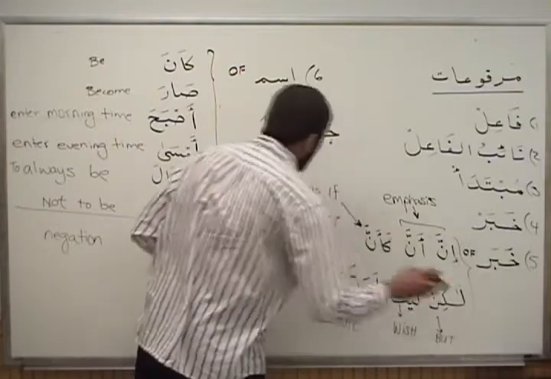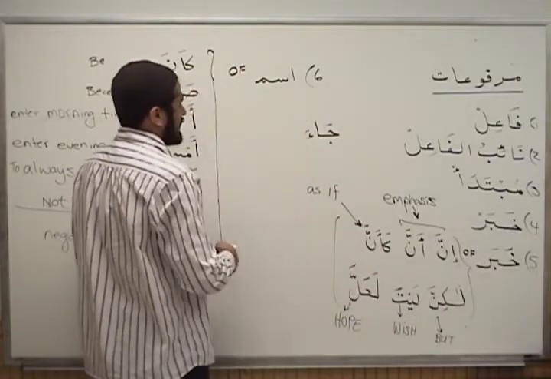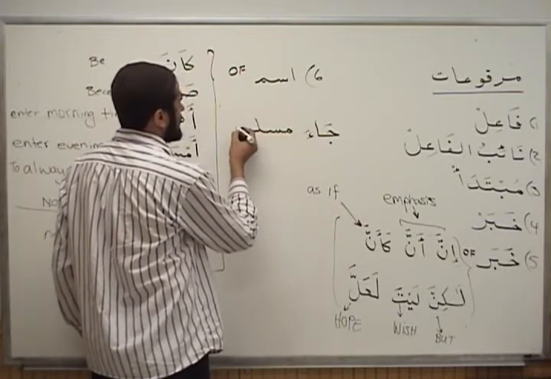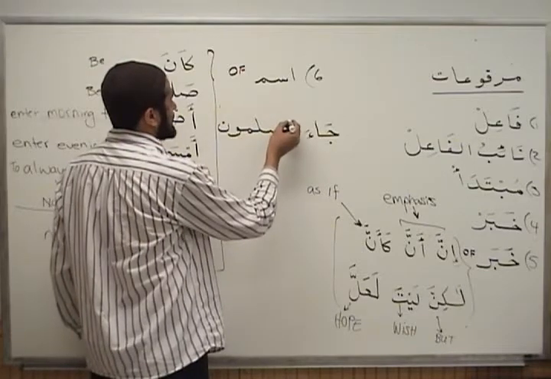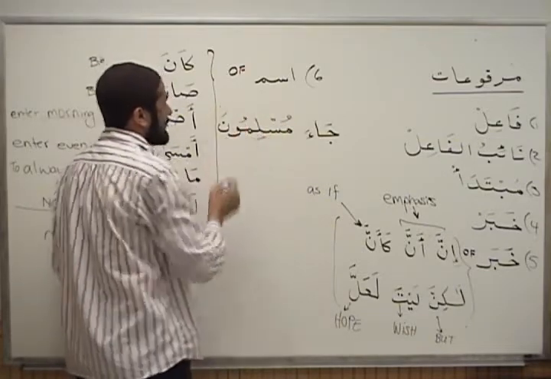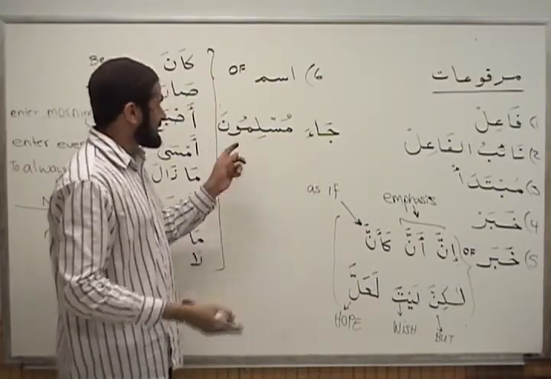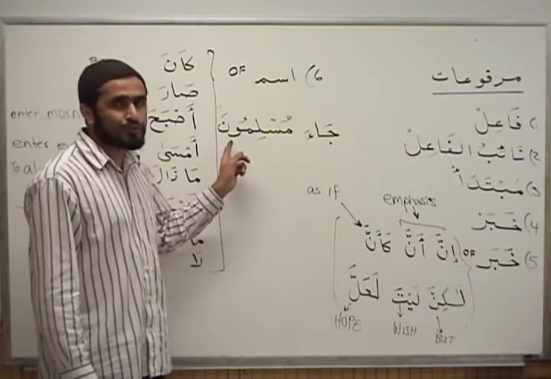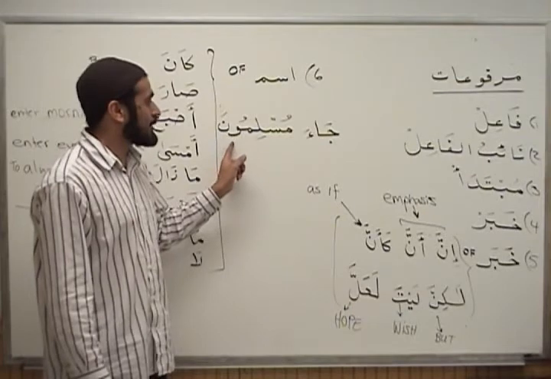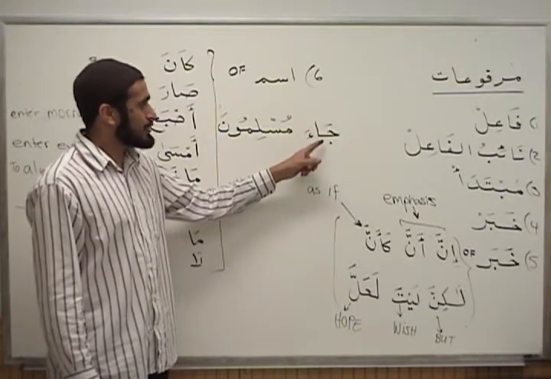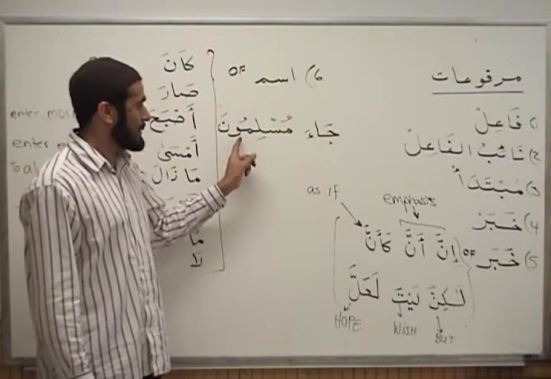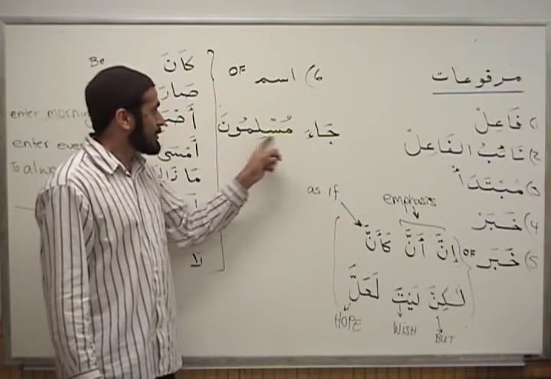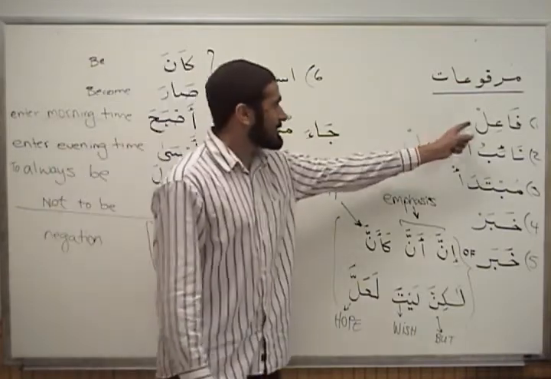Instead, if you put Muslimuna, the Muslims came, this is also the same. Muslimuna also has the state raf'a. It's one of the marfu'at because it's again the doer of the action. Ja'a Muslimuna. Who came? The Muslims came. And it is in the state of raf'a. Therefore, it's one of the marfu'at, because it's a fa'il, the doer of an action.